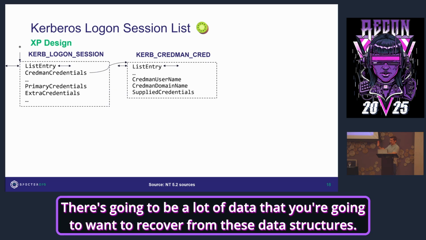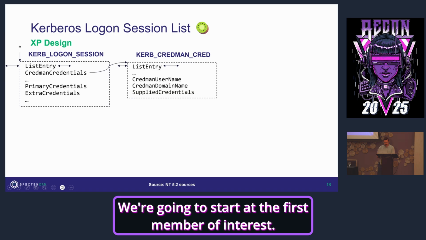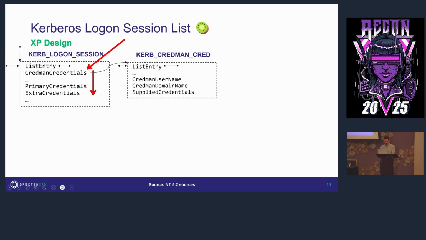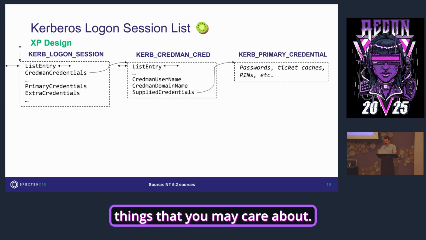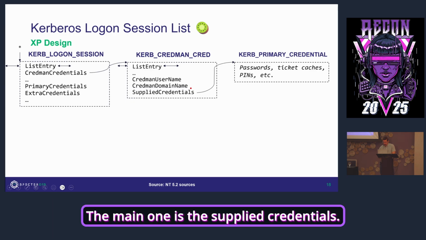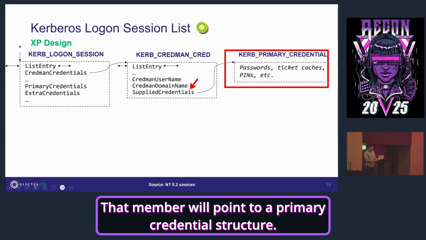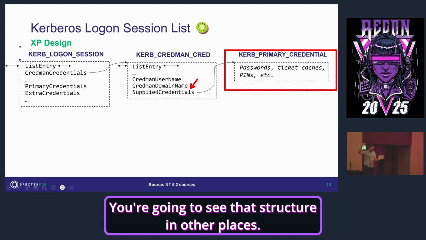There's going to be a lot of data that you're going to want to recover from these data structures. We're going to start top down. So we're going to start at the first member of interest, enumerate that, and then go down from there. The CredMan credentials data structure will point to a doubly linked list, which has some things you may care about. The main one is the supplied credentials. That member will point to a primary credential structure that's going to be reused a lot by Kerberos. You're going to see that structure in other places.